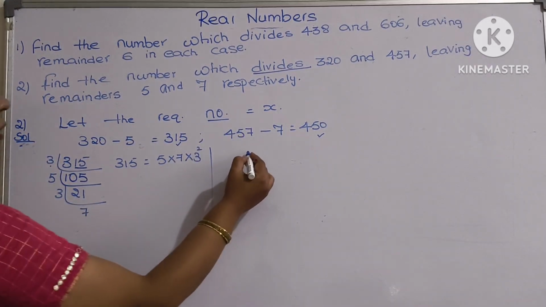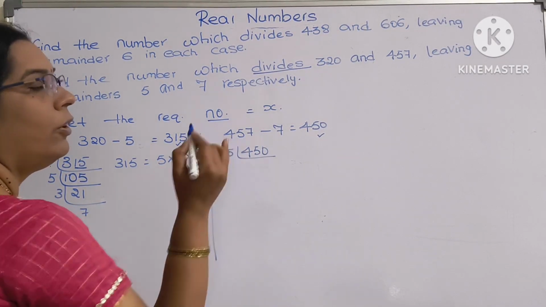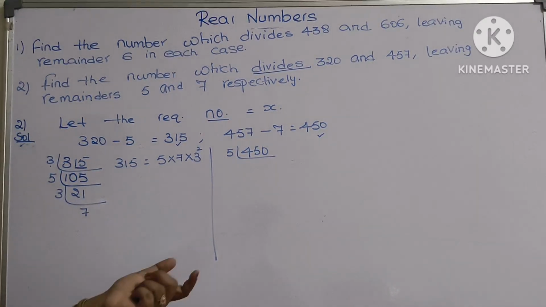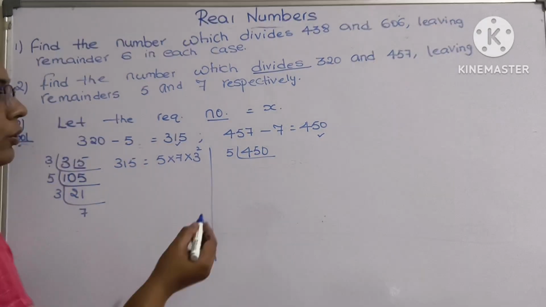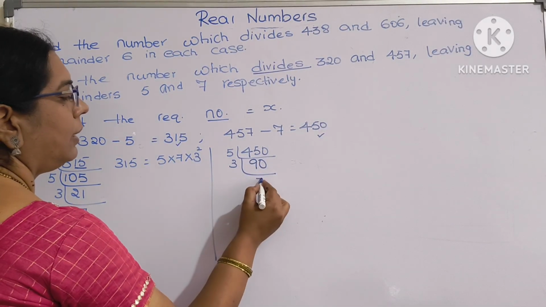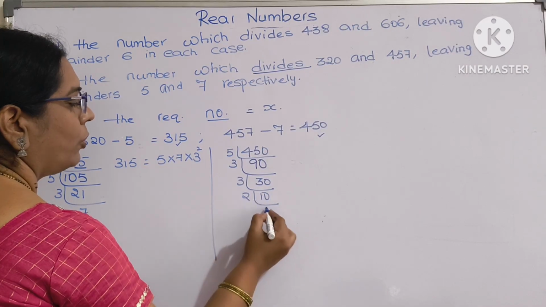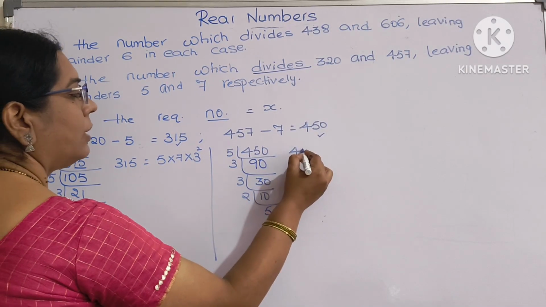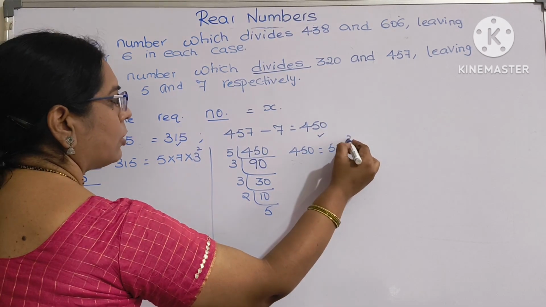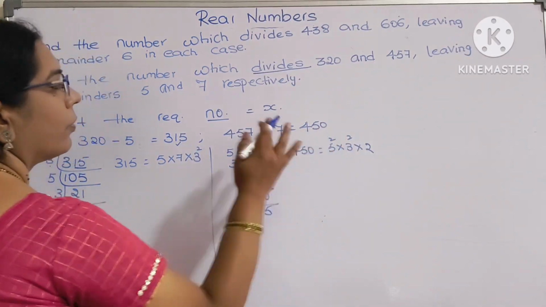Let us repeat it for 450. 450, I will divide it with 5. With 5, see children, you can divide the numbers with any prime numbers in any order. Need not always start with the 2. 90, then 3 30s, 3 10s, 2 5s. So the prime factors of 450 are 5, 3 square, 5 square, 3 square and 2.